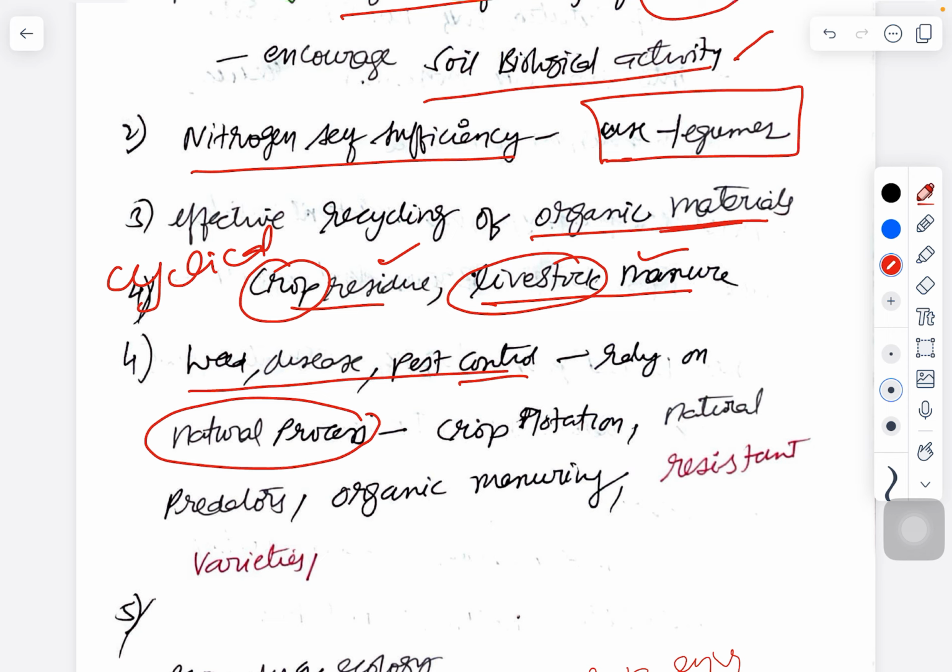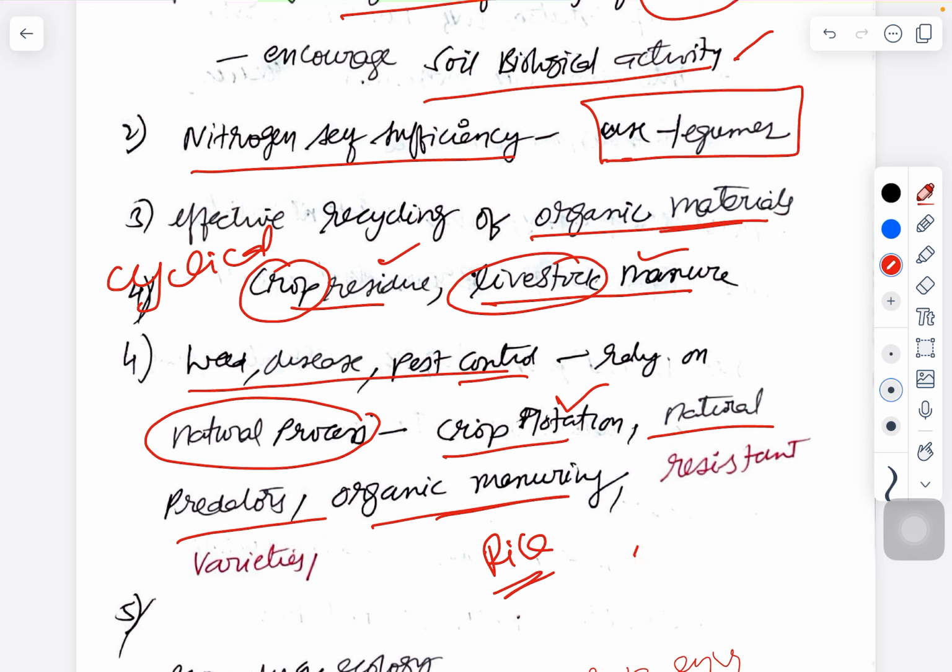Take an example of the cultivation of rice, and how natural processes or natural pesticides help in organic farming. Other natural processes involve crop rotation, natural predators, and organic manuring. These are the mechanisms or methods by which organic farming is done.